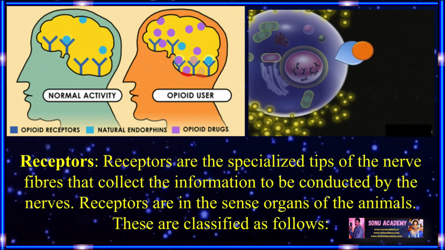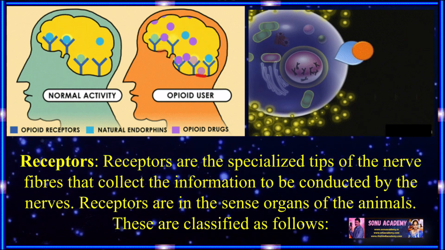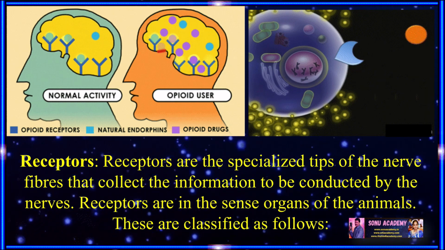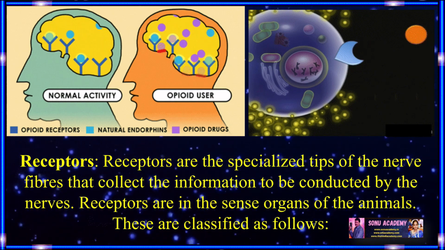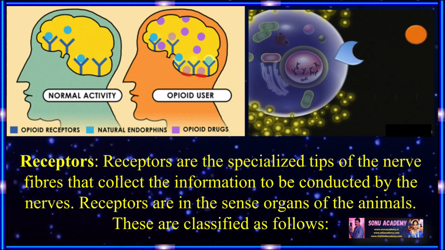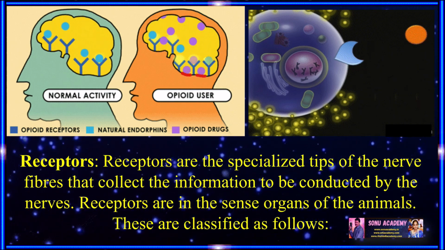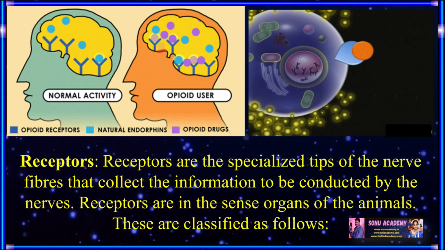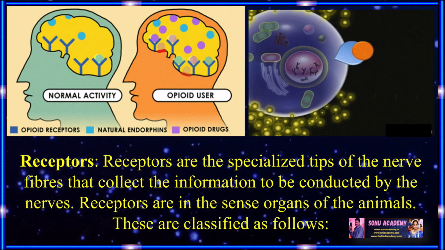Children, let us discuss receptors. Receptors are the specialized tips of nerve fibers that collect the information to be conducted by the nerves. Receptors are the sense organs of the animals. They are classified as below.